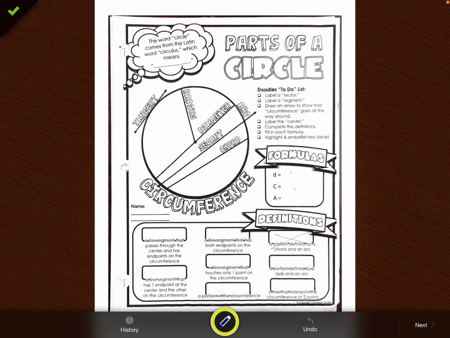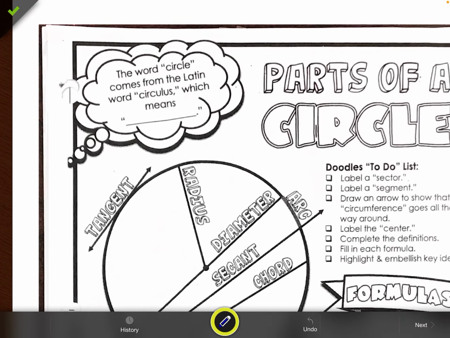Hi everyone. Today we're going to jump into circles. We are going to be talking about circles for the next 2 weeks, give or take. And so I just wanted to review some vocab and make sure we're all good before we really get into the geometry part of the circles. So this is just a quick review of your parts.